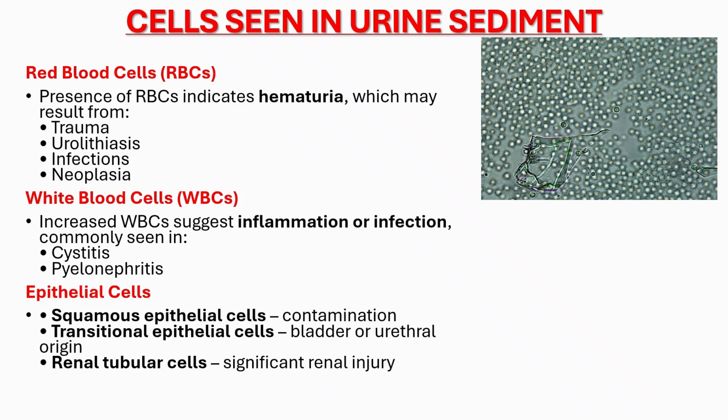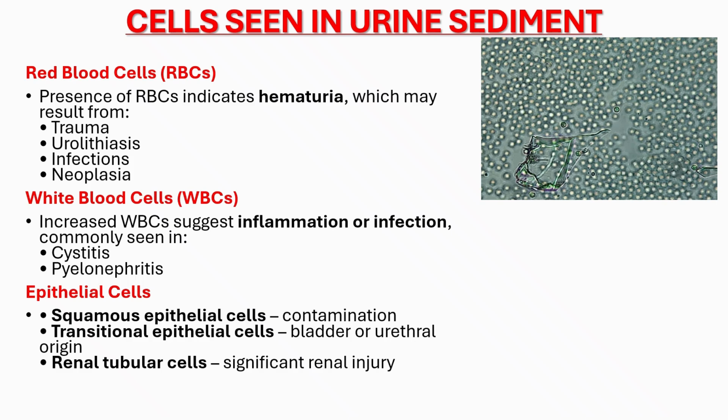During microscopic examination of the urine sediment, the most commonly observed cellular components include red blood cells, white blood cells and epithelial cells. Each of these has important diagnostic significance. The presence of red blood cells, or RBCs, indicates hematuria. Hematuria may result from trauma to the urinary tract, urolithiasis, urinary tract infections or neoplastic conditions.